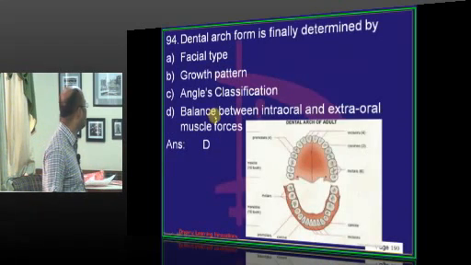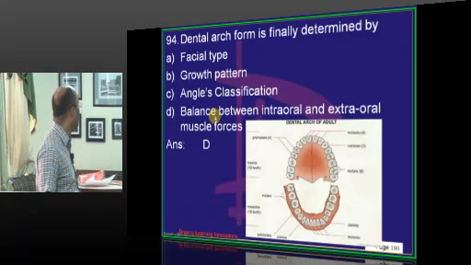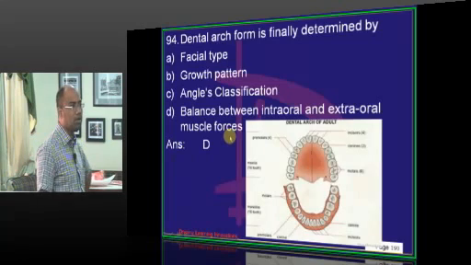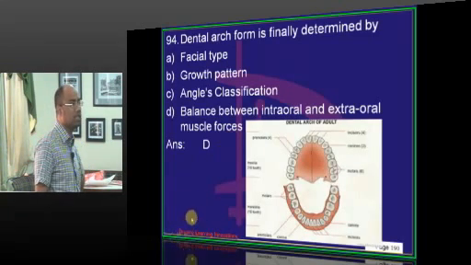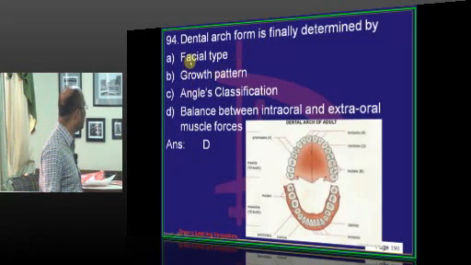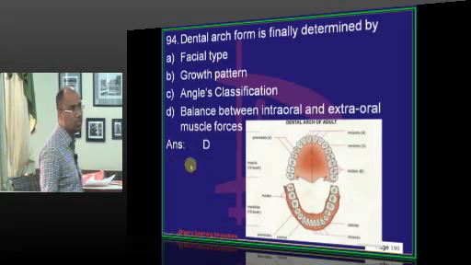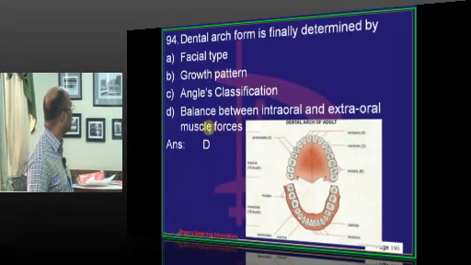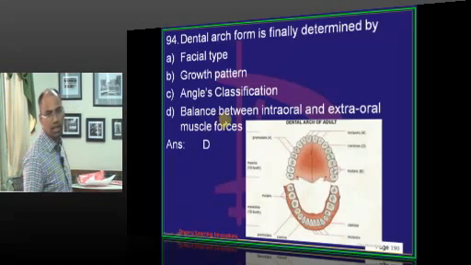Dental arch form is finally determined by a balance between intraoral and extraoral forces, that is the muscles, tongue and buccinator. Partly by facial type and growth pattern also, but most important is the neutral zone. These two also, but finally it is the interface of tongue and buccinator.